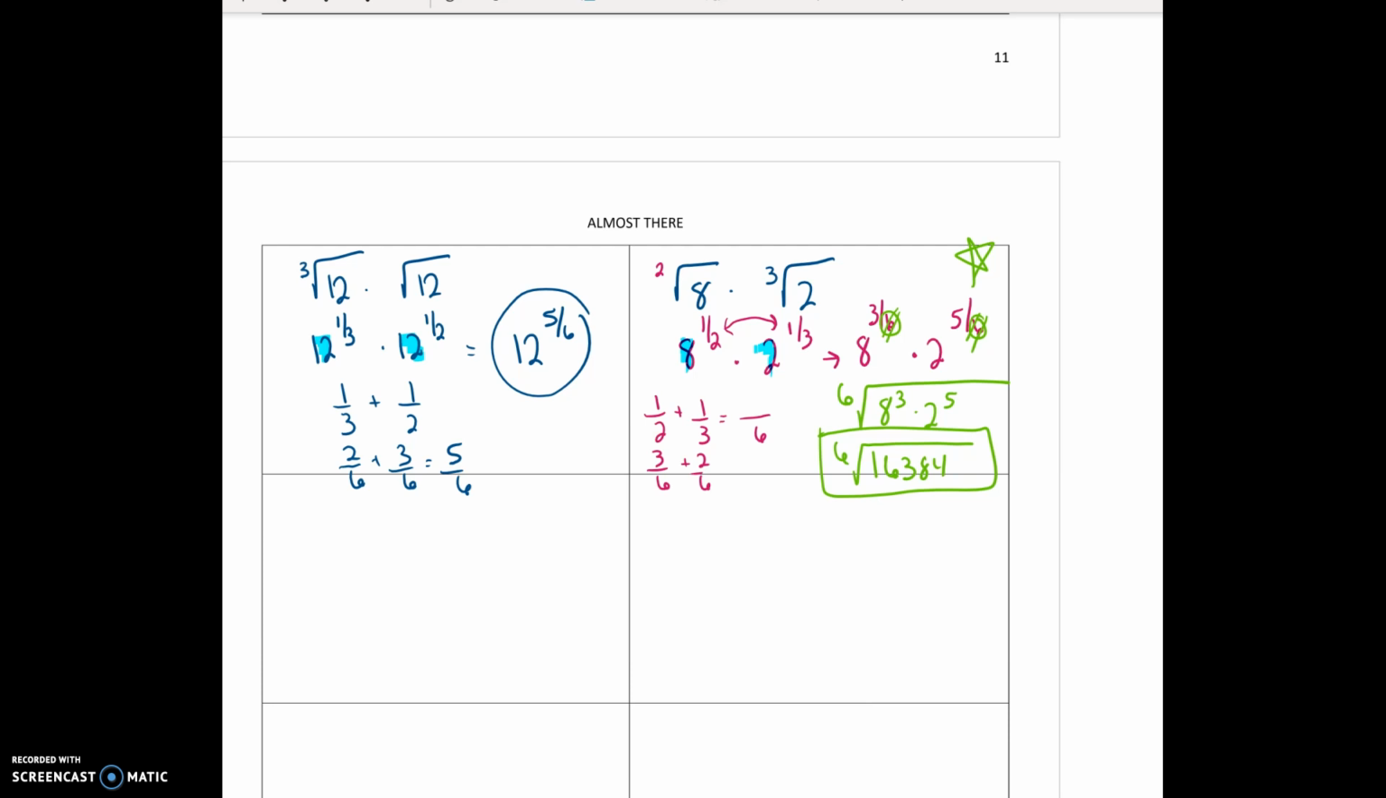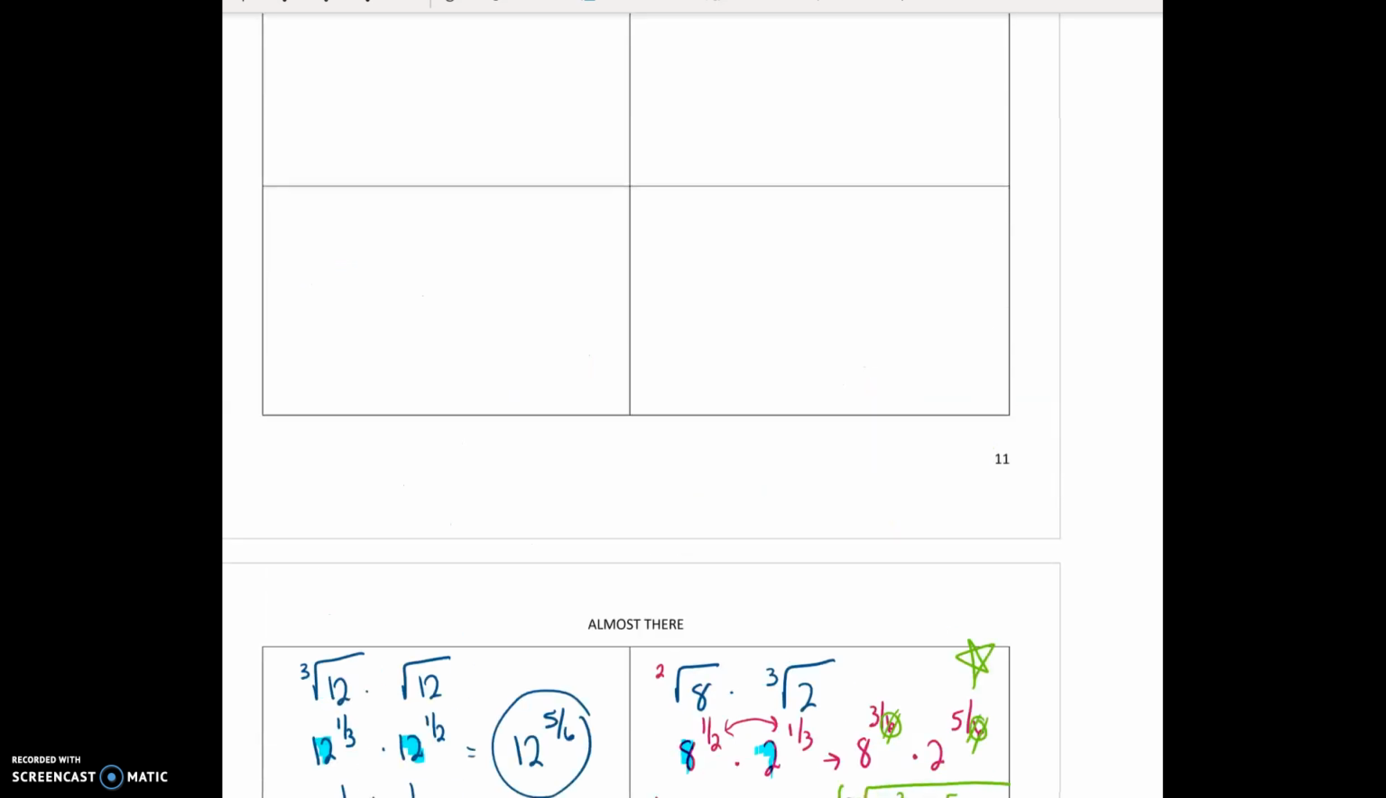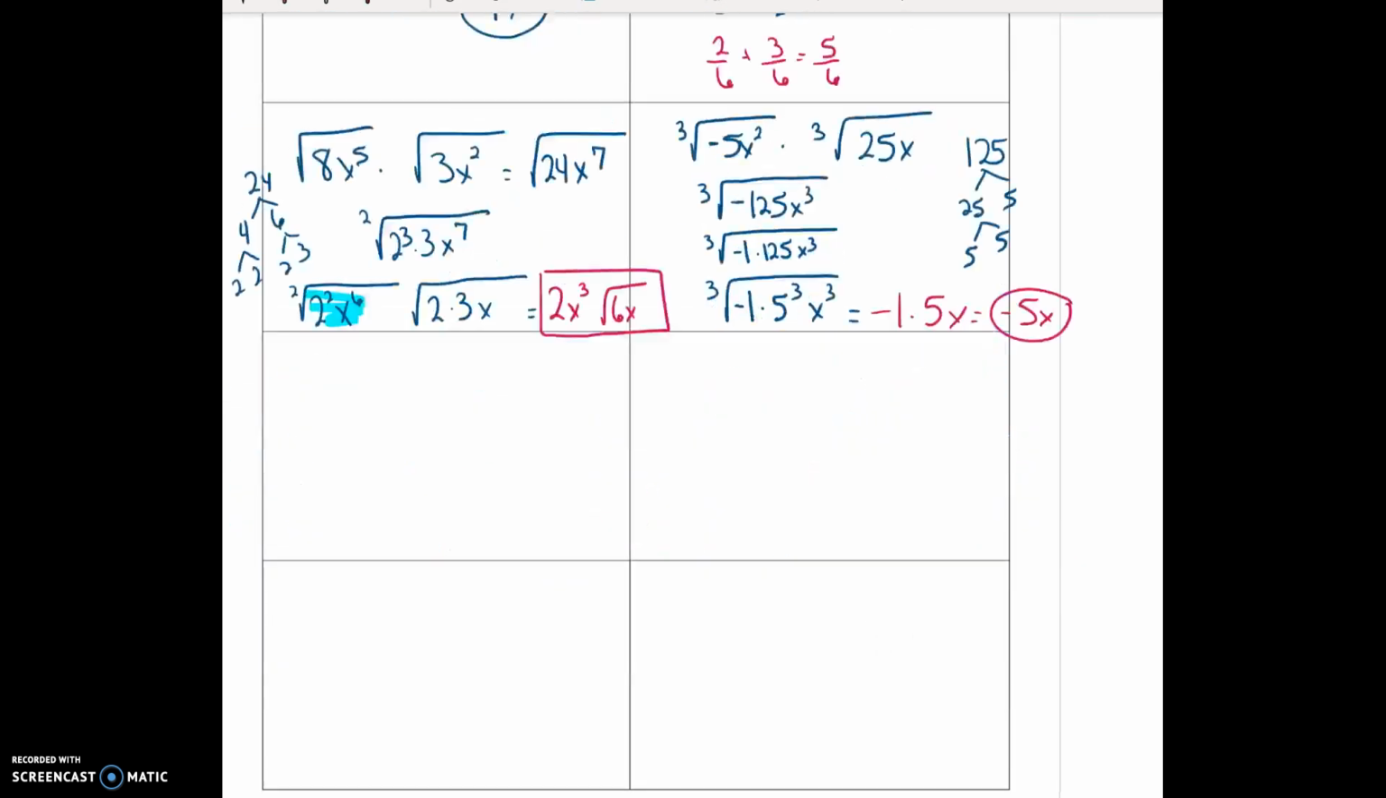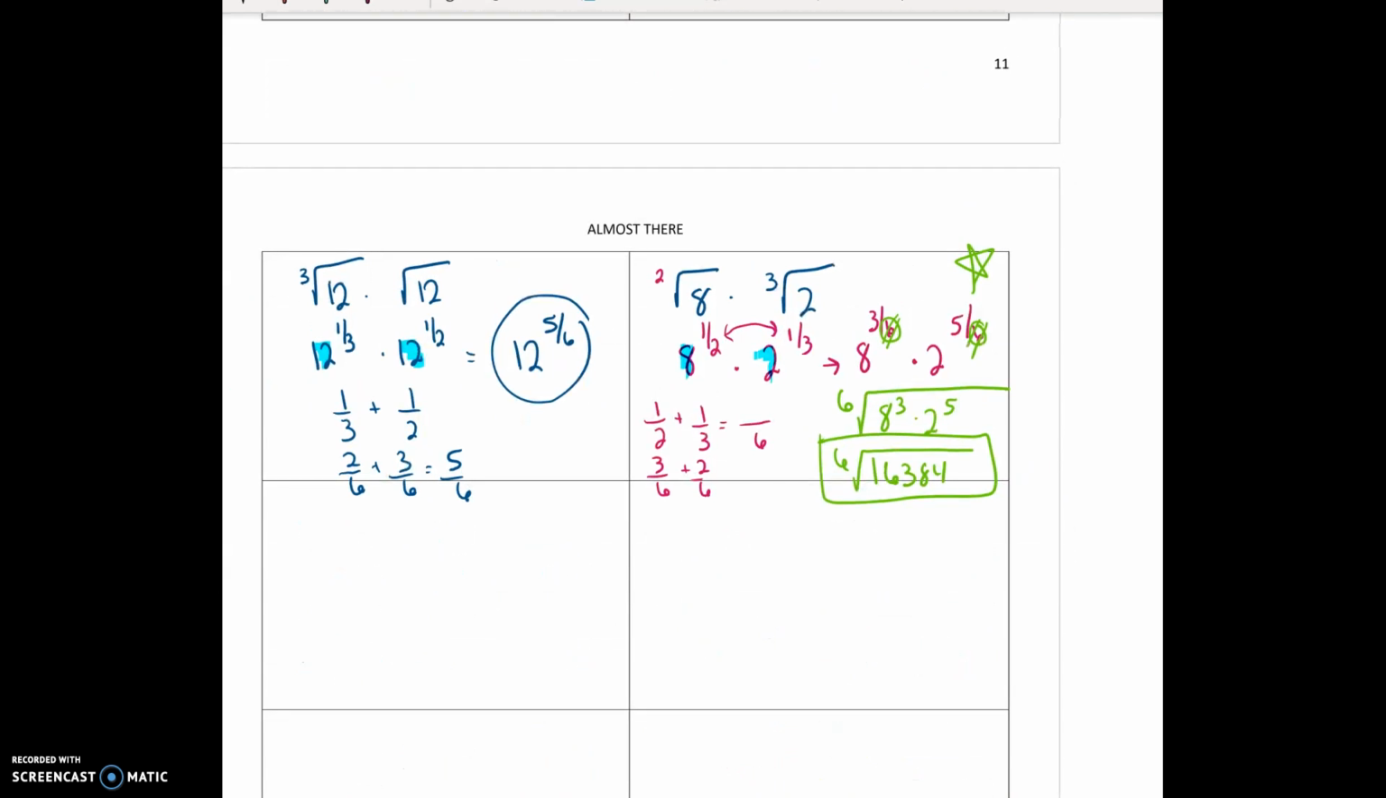So what would you expect on your test? You can definitely expect, on your quiz, any of these problems, okay? And then these were just some more challenges. This one is a contender to be on the quiz, but I would not put this one on the quiz.